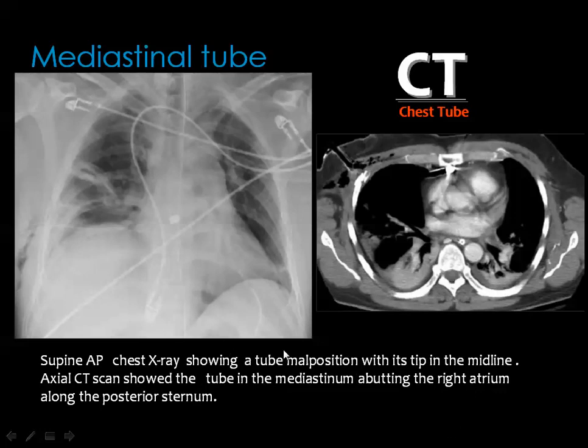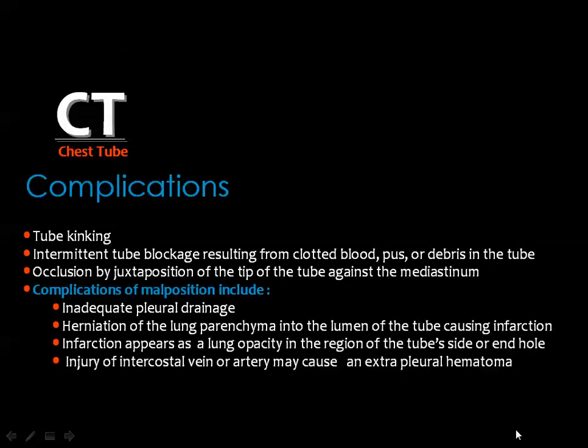And this tube has been advanced until it reaches the mediastinum and is located anterior to the heart in a retrosternal location. You can see this is the tube reaching the midline, and there is some air in the subcutaneous tissues. And also, a complication of the tube is kinking.